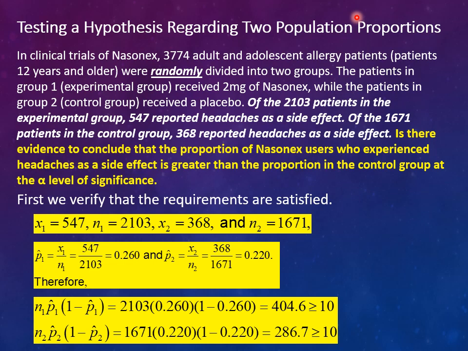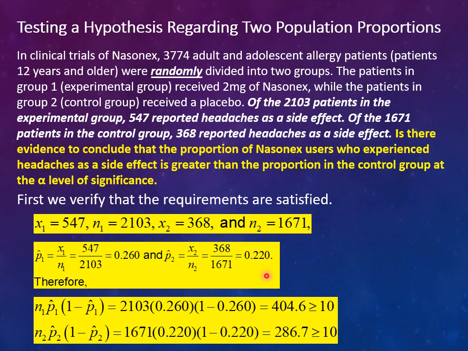Just pulling the data out, we get x1 equals 547. This is all given to us. These are the ones who reported headaches out of 2,103 people in the sample. 368 were people from the placebo group that reported headaches, and the placebo group was 1,671. From this, we can calculate p hat 1, which is x1 over n1, which gives us 0.260. P hat 2 is x2 over n2, which gives us 0.220.